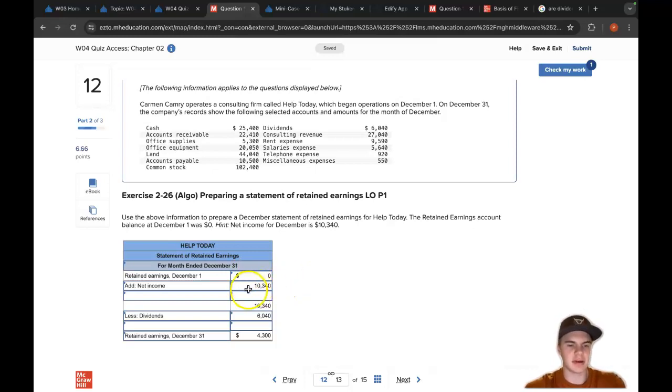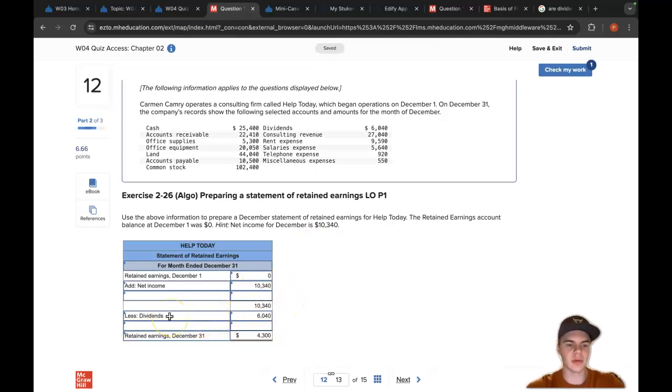And then we add the net income. Actually, hold on. Let me back up. The retained earnings as of December 1st is stated right here. So December 1st is $0. Like normal, we're starting at $0 at the beginning of the month. Then the next thing we'll want to do is add the net income to those retained earnings, which is 0. And right here it says the net income is $10,340. That makes it really easy for us, it gives us the net income. So we'll input that right here.